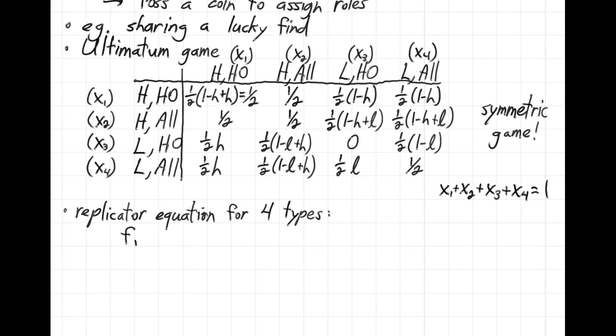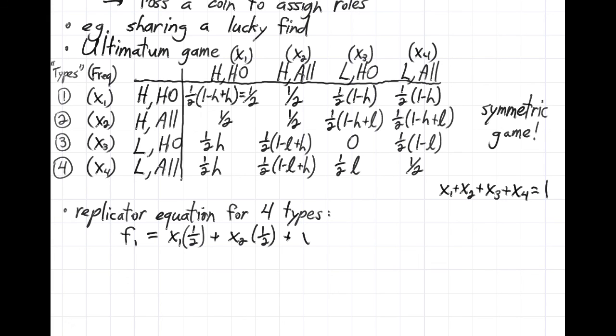Okay, with that, we can write down the fitness for an individual of type 1. Call that 1, 2, 3, and 4. Those are the types. So in the top row, we're figuring out the fitness of a type 1, and there's a chance x1 of going up against a type 1, in which case I would get fitness 1/2. Probability x2 of going up against a type 2, which would give me a payoff of 1/2.